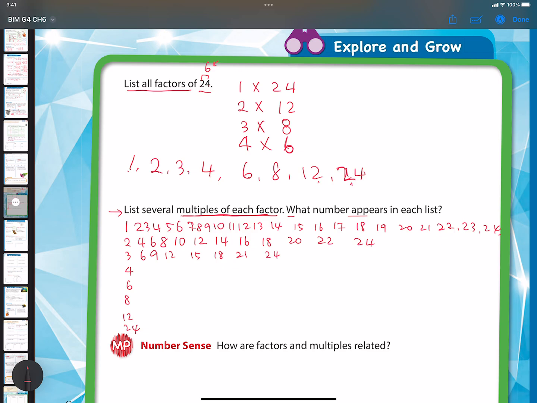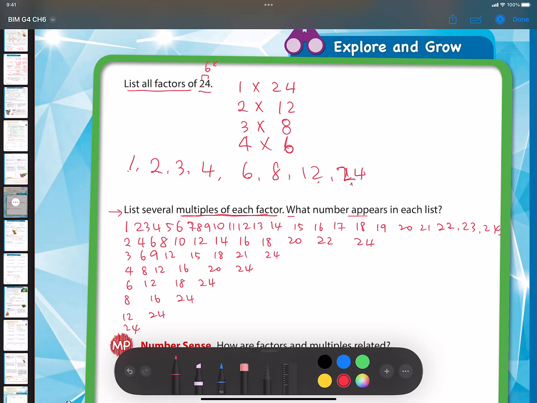Okay, multiples of 4: 4, 8, 12, 16, 20, 24. Multiples of 6: 6, 12, 18, 24. Multiples of 8: 8, 16, 24. Multiples of 12: 12 and 24. Okay, so I want you to take a look.